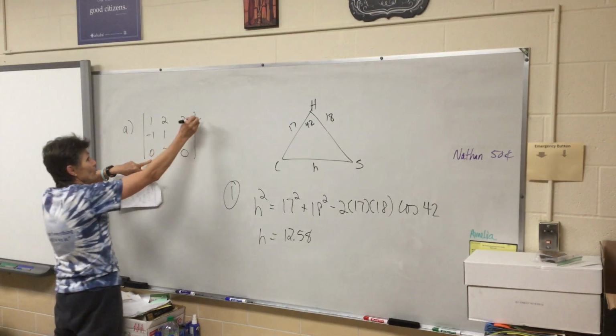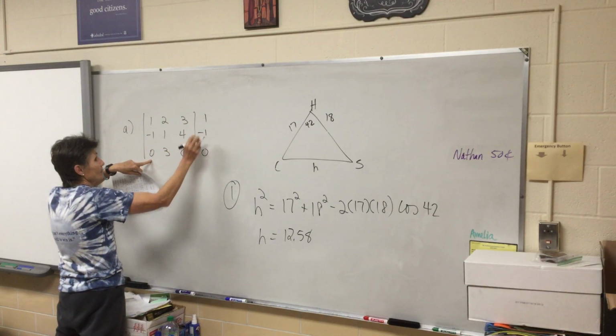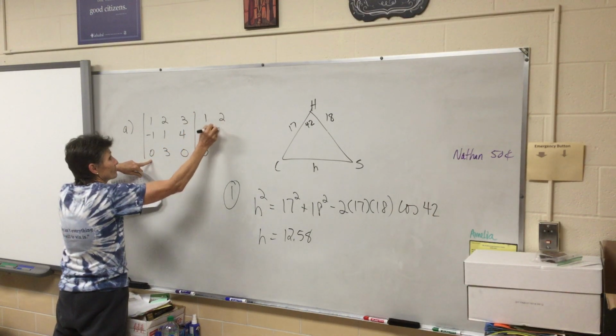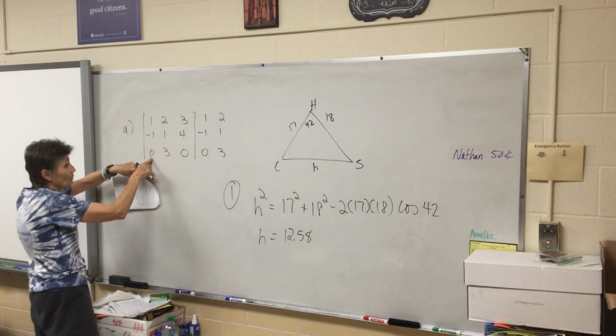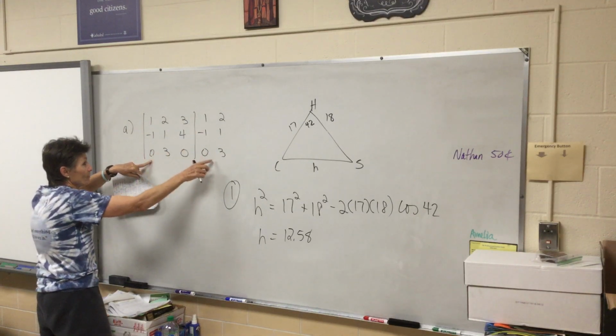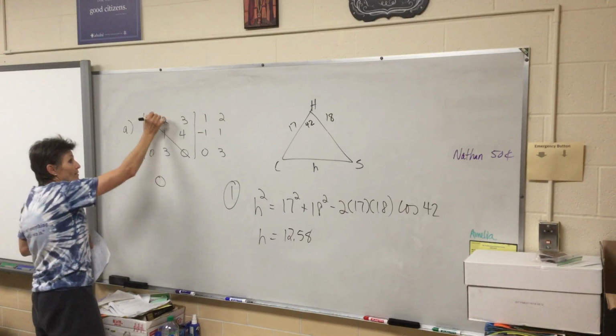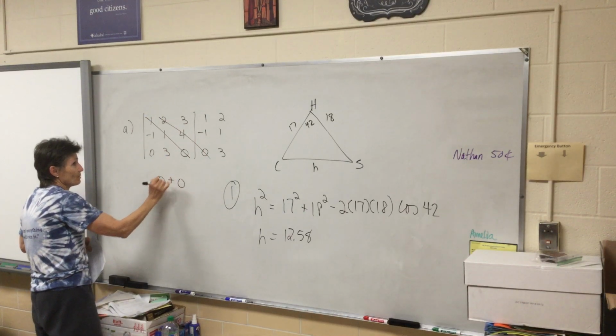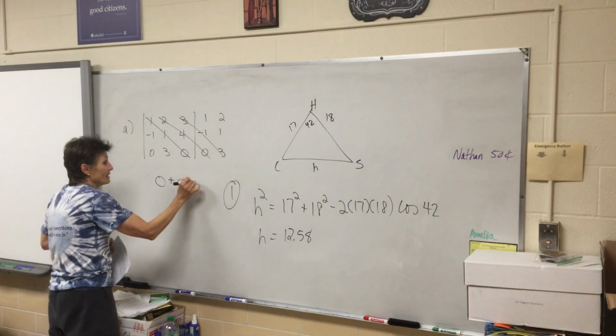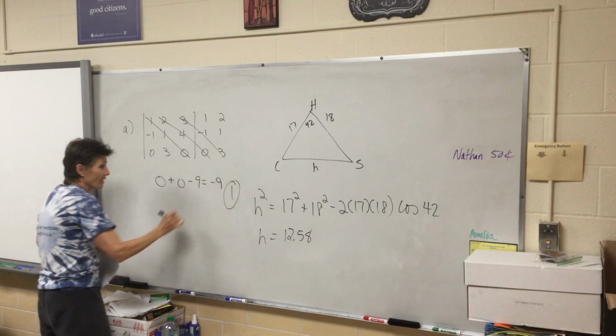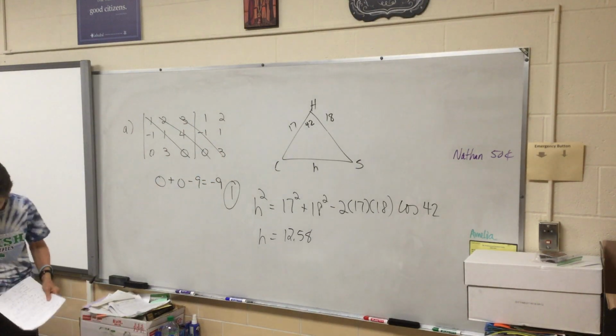So I hope you remember, you copy down the first 2 columns. So 1, -1, 0, 2, 1, 3. Now I multiply these, 0. These, another 0, and these a negative 9. And I total all that up, and it's negative 9.